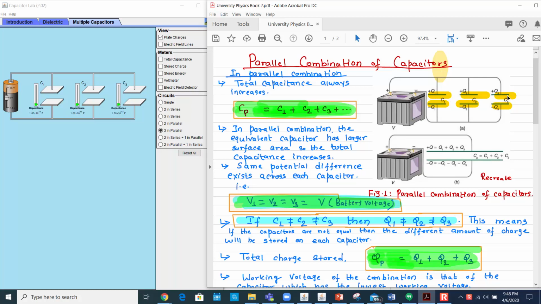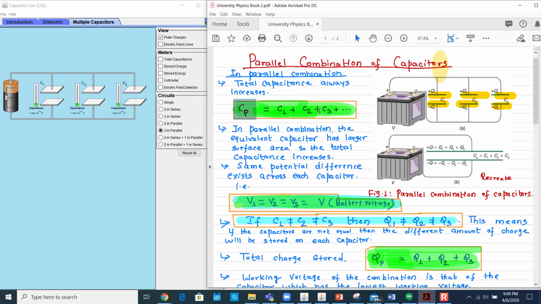And the total capacitance of the combination of the capacitors is equal to the algebraic sum of each capacitor. This is CP, where P stands for parallel, the total capacitance in parallel combination, which is equal to C1 plus C2 plus C3. What does it tell you? That the equivalent capacitance is always greater than the individual capacitor in the parallel combination.